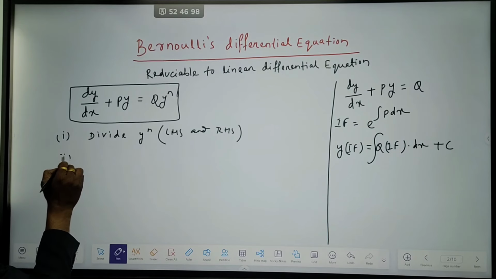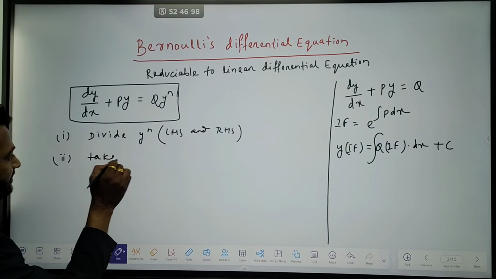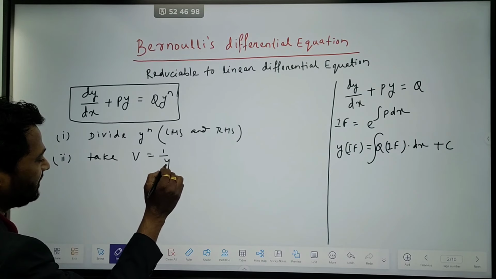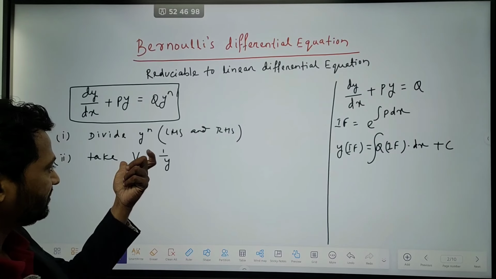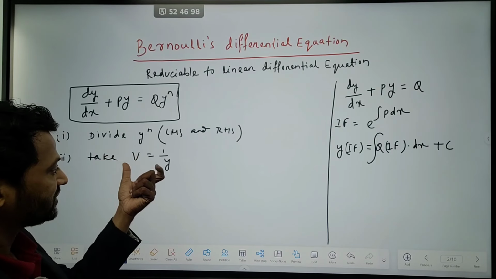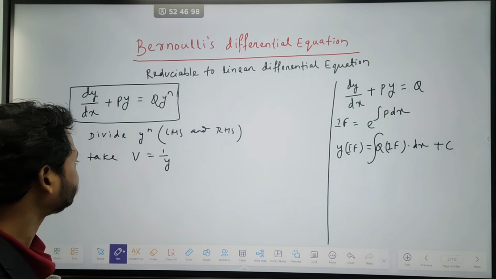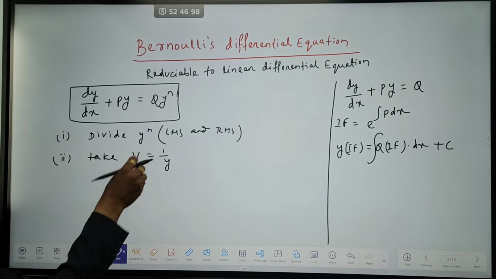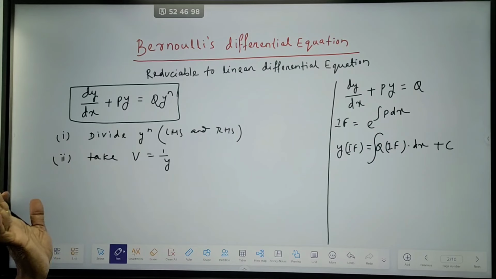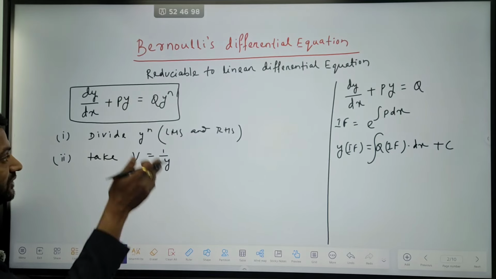And second point is you take another parameter v which is 1 by y and you go for differentiation of that function with respect to x. ठीक है? Then you put that value in this previous equation. I'll explain with example. Don't worry. First you write down this step.